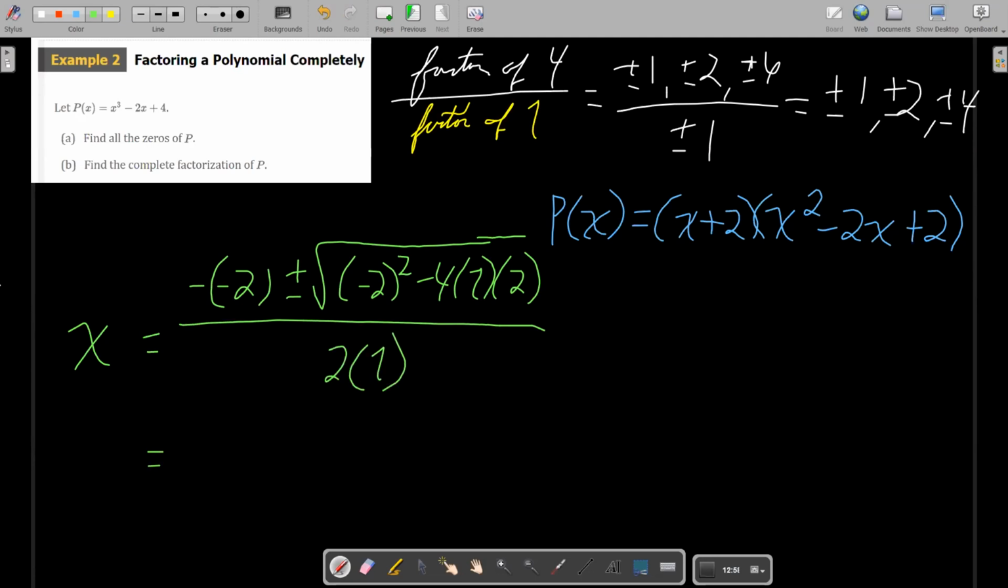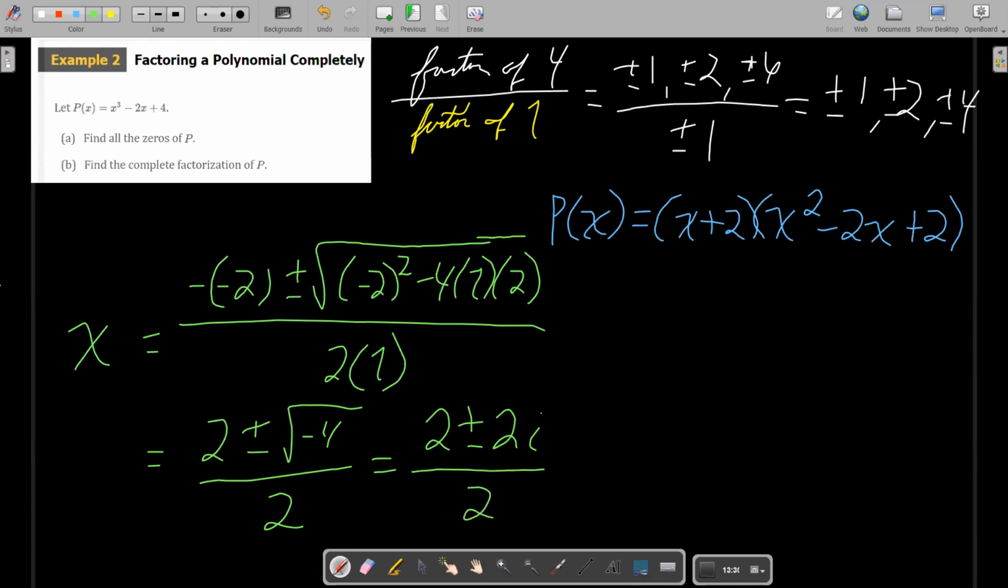All right, so if we clean this up, we have a negative 2, so that's a positive 2, plus or minus the square root of, okay, so negative 2 squared is 4, and then 4 minus 8, so it's going to be negative 4. So square root of negative 4 all over 2. And of course, that can be reduced even further to 2 plus or minus 2i, right? The square root of negative 4 is 2i, and then all that's over 2.